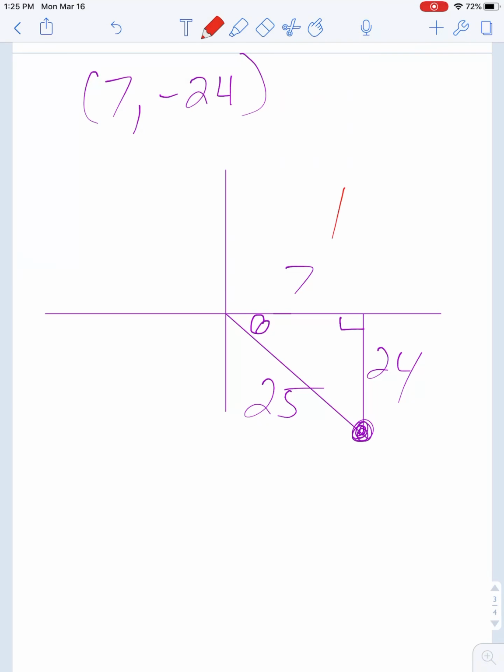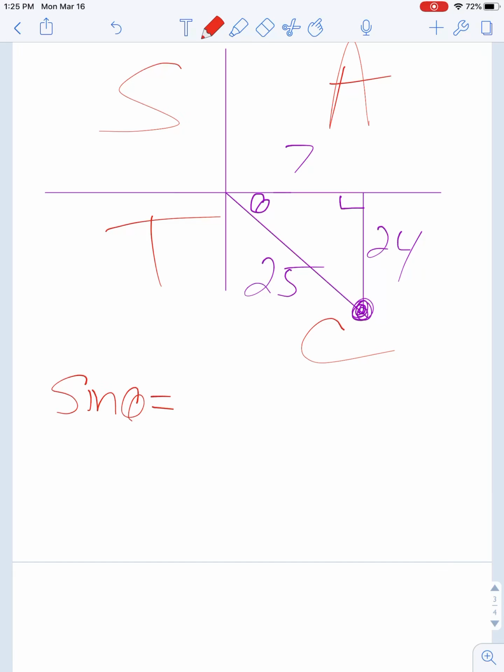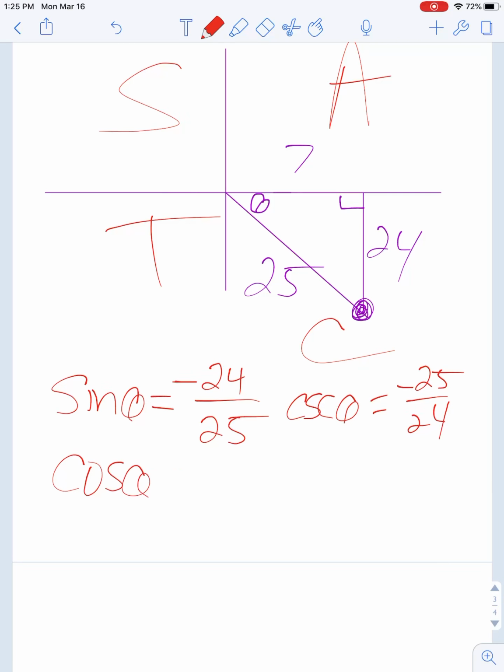So here we go again. All Students Take Calculus. What's positive? Cosine and secant. Everything else is negative. So sine is going to be opposite over hypotenuse. It's in the fourth quadrant, so it's negative. Two positive. Everything else is going to be negative. Cosine.